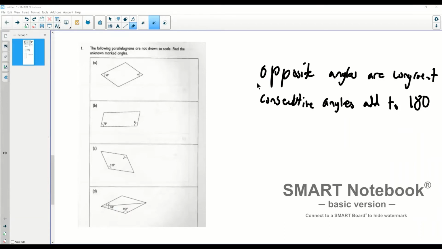The second question, remember they are not the same. They add to 180. So yeah, there's only two rules for parallelograms. Well, there are more rules, but those are the only rules to do with angles.